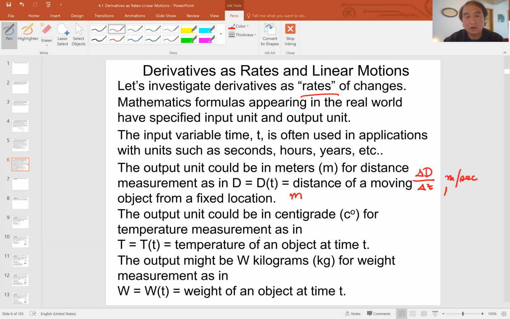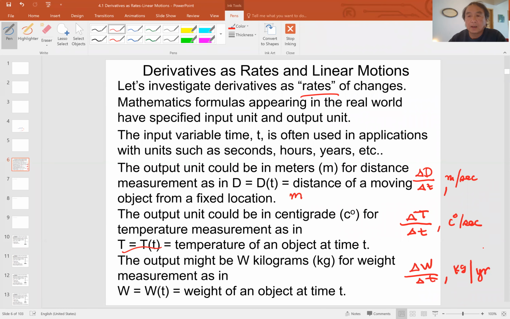And suppose we change in terms of temperature, then we take the ratio of the change in the temperature versus the time it takes. And this, of course, will be centigrade per hour or per second, etc. And the weight gain. Then we take the change in the weight given the amount of time elapsed. And this will be maybe kilograms per year or something like that.